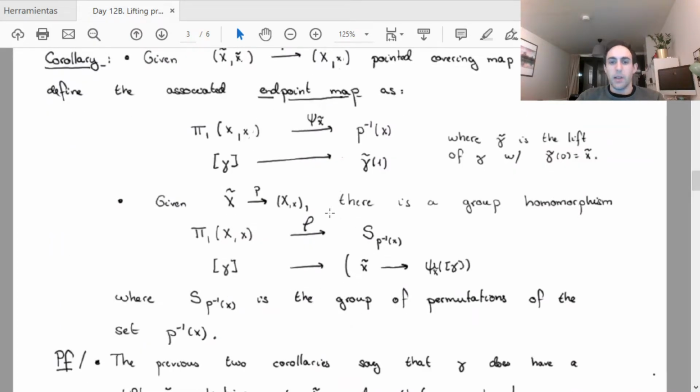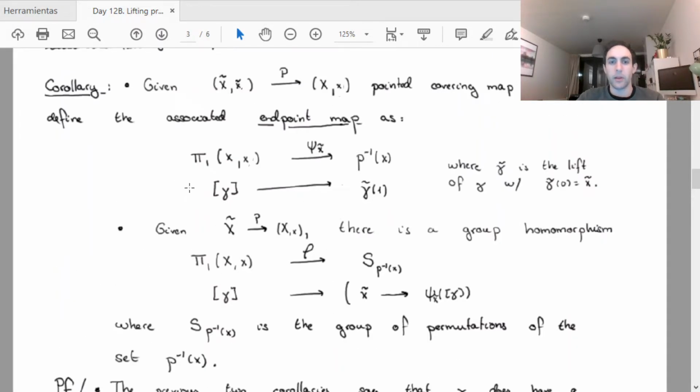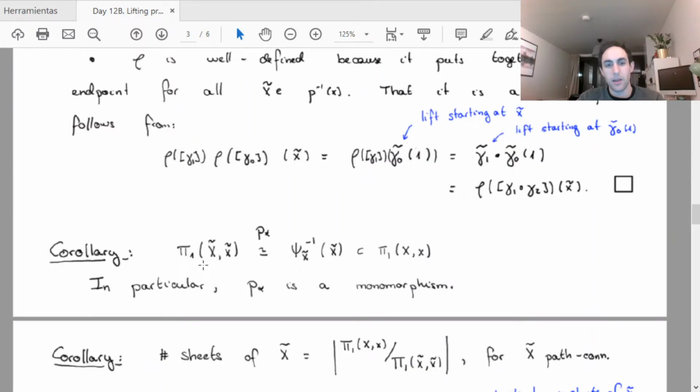All right, later on, I think in the next video, we'll probably explore this idea of seeing this as permutations and so on. But for this video, it's maybe not so important. But this we will exploit in a couple of corollaries next. The first one says the following, which is quite nice.